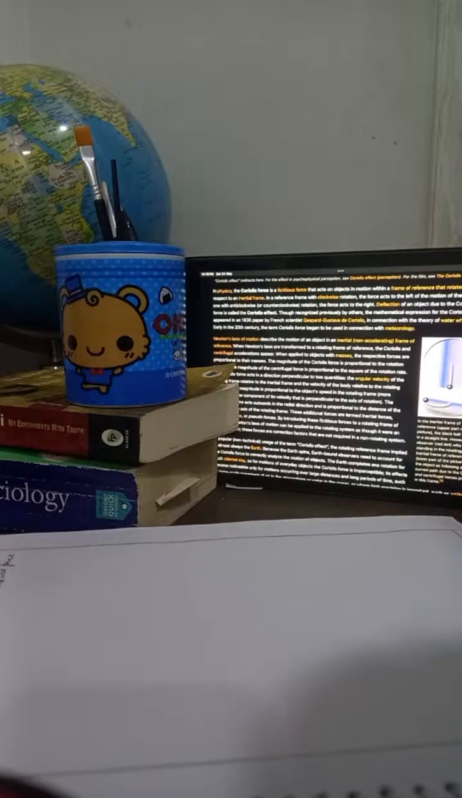Deflection of an object due to Coriolis force is called Coriolis effect, the deflection of the wind. It leads to formation of westerlies. In reality, the wind is moving upwards and downwards, but due to Coriolis force, it deviates westward or eastward. Deflection of an object due to Coriolis force is called Coriolis effect.